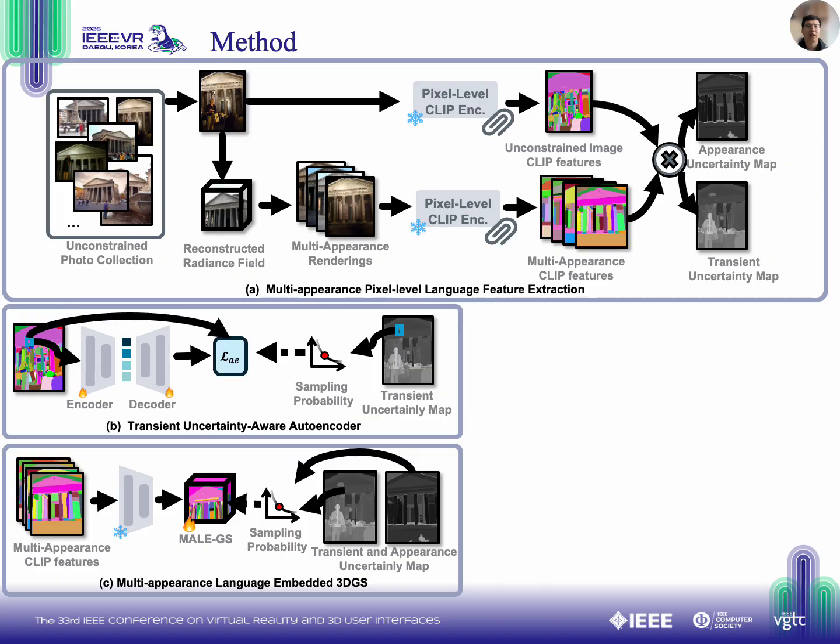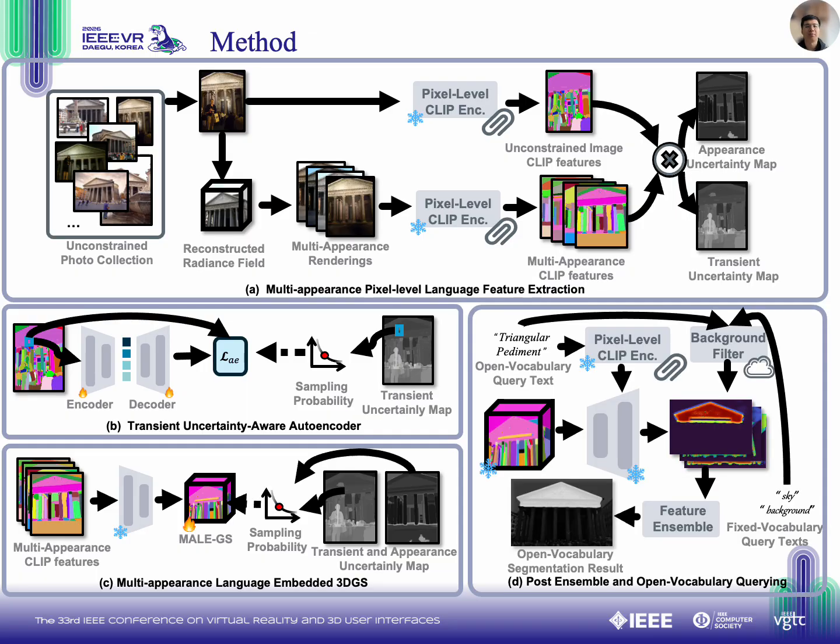Finally, we build our multi-appearance language-embedded 3D Gaussian. Each Gaussian is assigned n additional language features to learn one original appearance and n-1 novel appearances. In our experiments, we set n equal to 4. We also utilize tile-based rendering to ensure the rendering remains highly efficient.